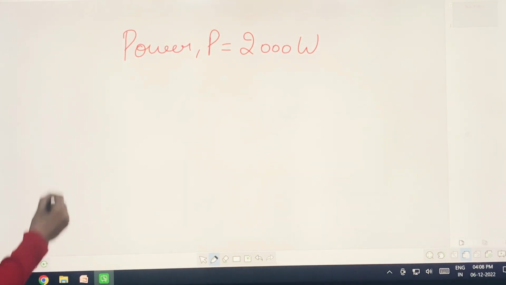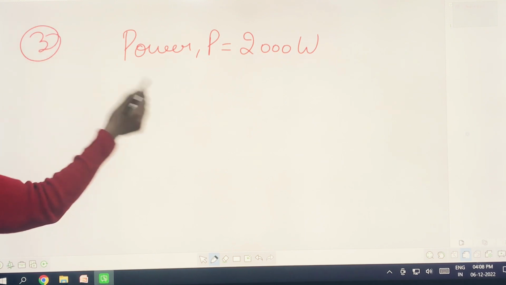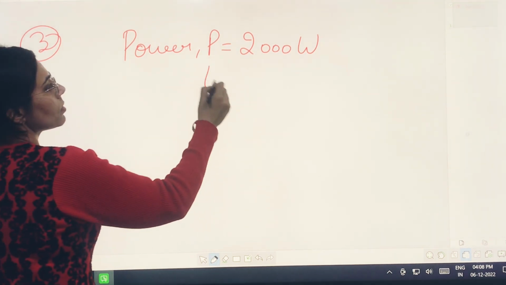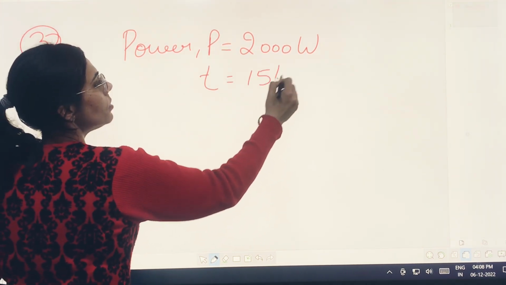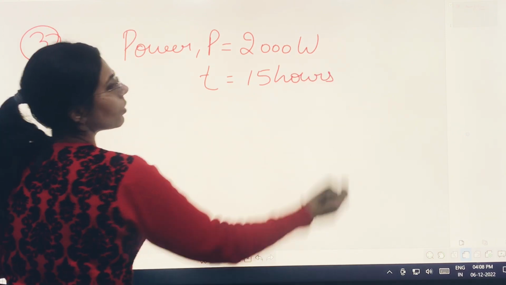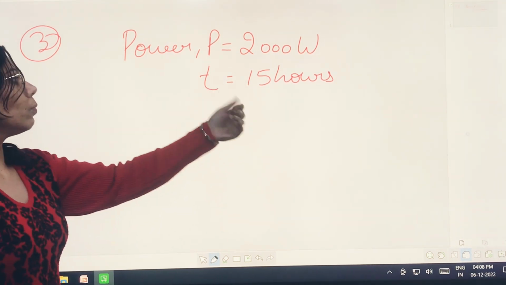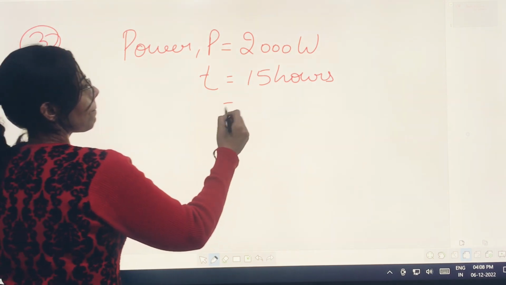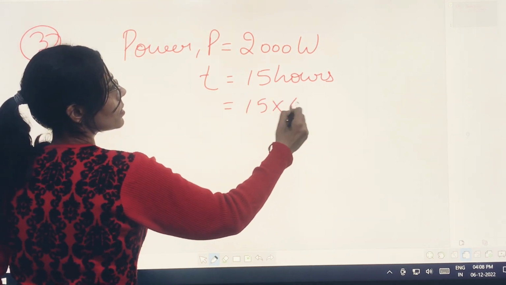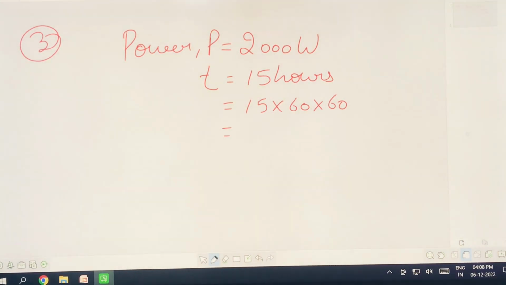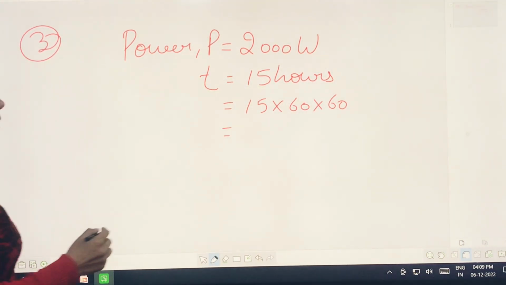As we know from the question, power P is given to us, that is 2000 watt, and time t is also given, that is 15 hours. We need to calculate the energy here, and obviously we have to convert the time into seconds. So this will be 15 into 60 into 60. What will the value be? The value will be 54000 seconds.